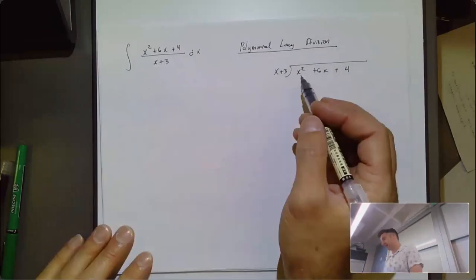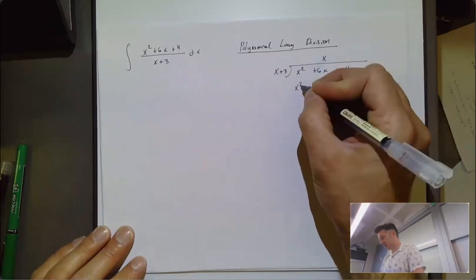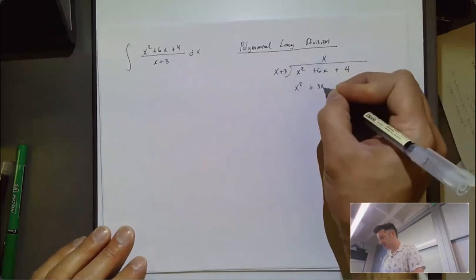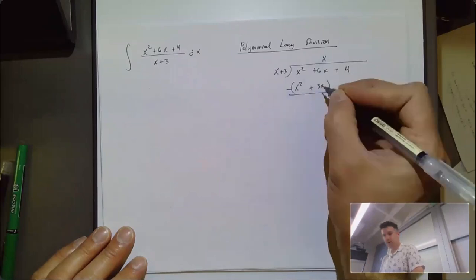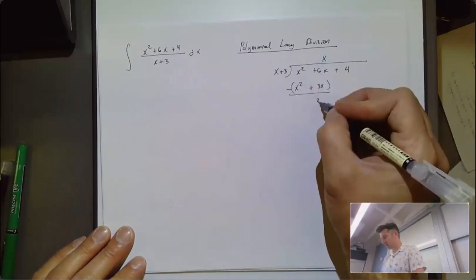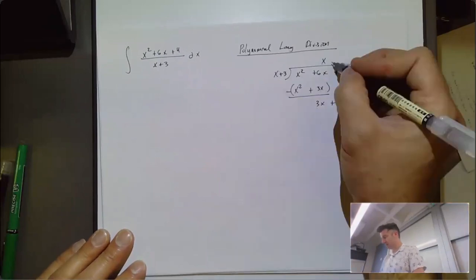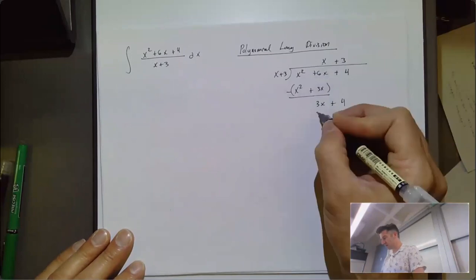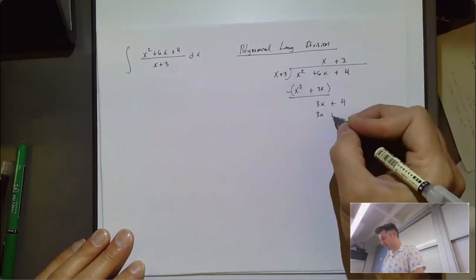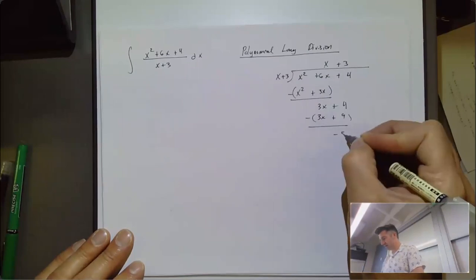So x goes into x squared, x times x is x squared, x times 3 is 3x. We subtract: x squared minus x squared is 0x squared, 6x minus 3x is 3x. Bring down the 4, do it all again. x times 3 gives you 3x, and then 3 times 3 is 9. Subtract: 0, and 4 minus 9 is negative 5.